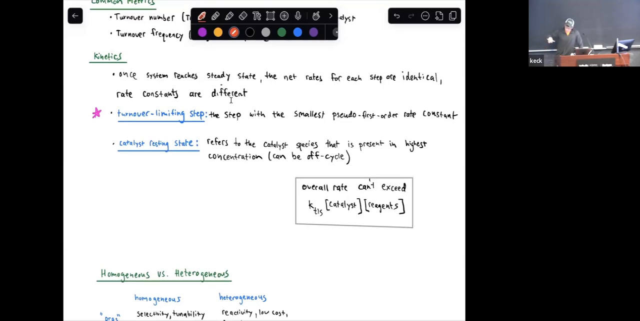And the step that controls the rate, I think this makes sense intuitively, but sometimes the formalism is more confusing than the intuition. The step that controls how fast we go around the circle is called the turnover limiting step, i.e. the step that has the smallest pseudo first order rate constant. If we were to study each elementary step in isolation, this would be the step that is the slowest. And the catalyst resting state refers to the species that is the highest concentration before the turnover limiting step, and that can include an off-cycle species.